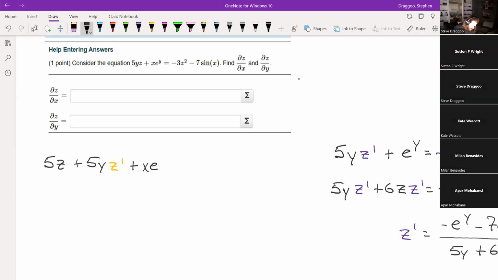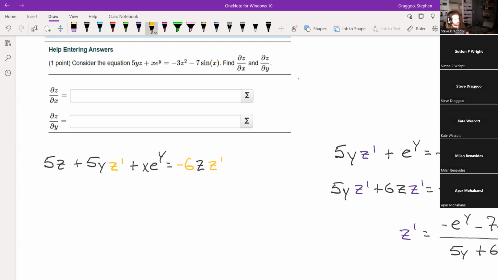plus x e to the y. And that's equal to negative 6. Did that in yellow last time? Negative 6z z prime plus 0. All right, because that 7 sine x doesn't depend on y.